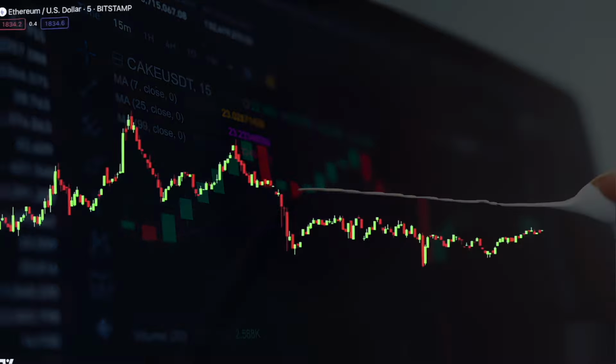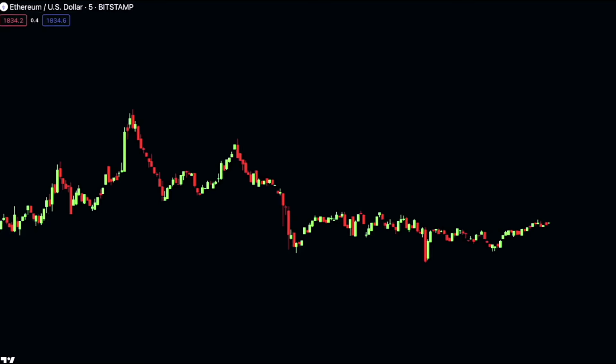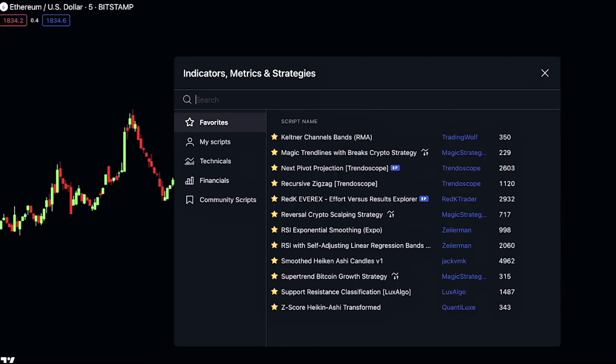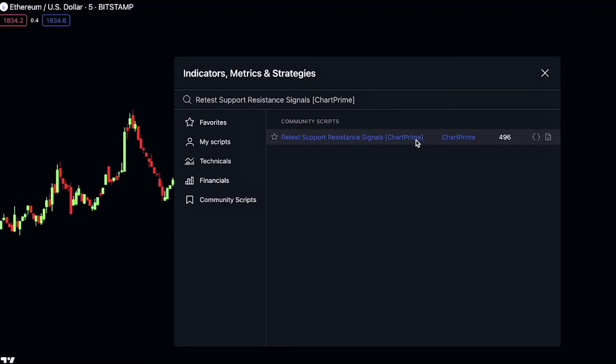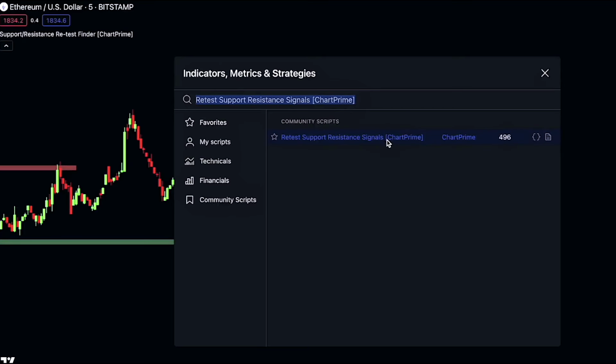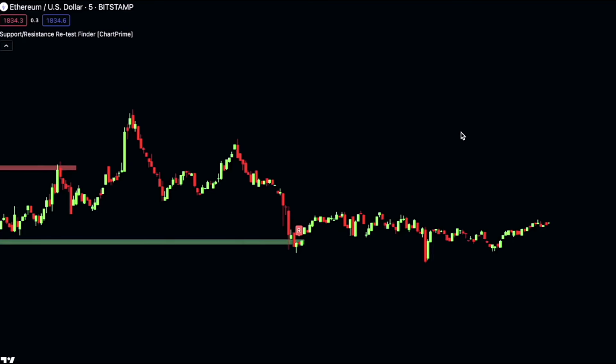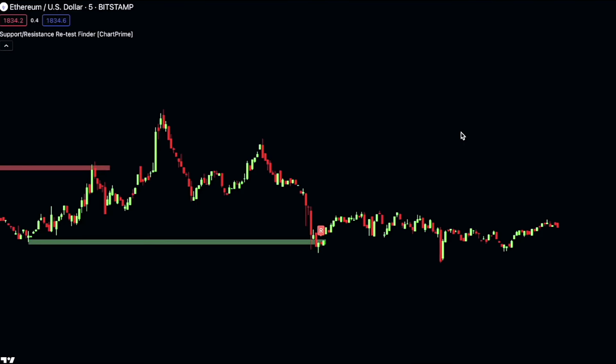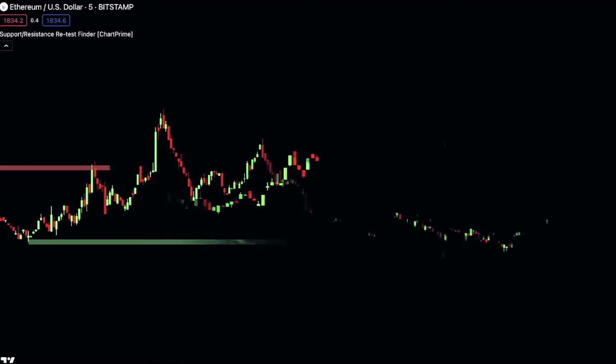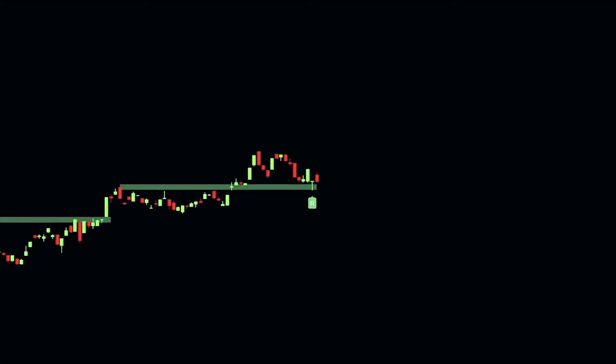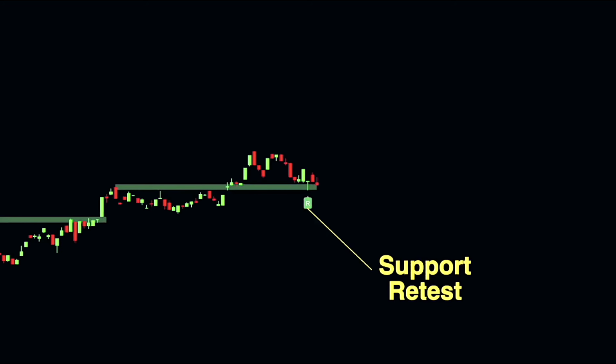Let's dive in. Let's kick things off by showing you how to add this indicator to your chart and how it works. To set it up, head to TradingView.com, pull up a chart, go to the Indicators menu, and search for Retest Support Resistance Signals by Chart Prime. Pick that one. This indicator is a game changer for spotting key support and resistance levels in the market. What makes it special is that it catches retests of these levels and marks them on your chart with an R to show potential confirmation of support or resistance.